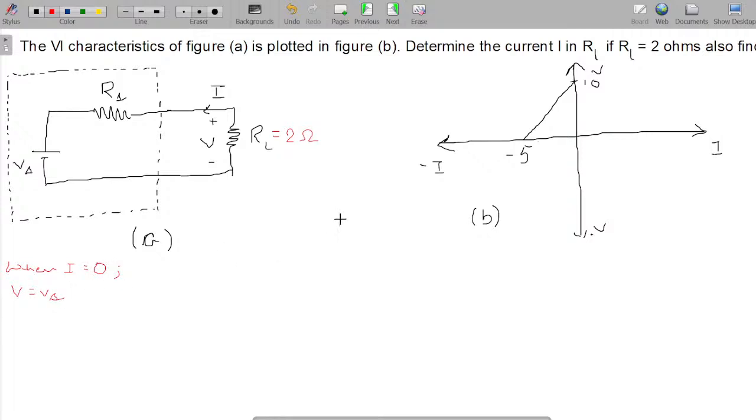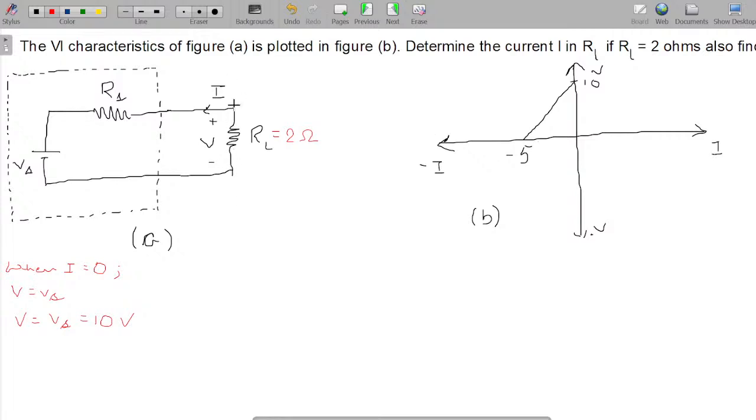Now when is I equal to 0? Tell me. When I equals 0, this is this point, right? So can I write at point 0 comma 10, I will be equal to 0. So can I write V equals Vs equals 10 volts, right? Now similarly, we'll derive the value at the second point. Now again, it is absolutely similar question. Now again we are given when V equals 0. When will V equal to 0?